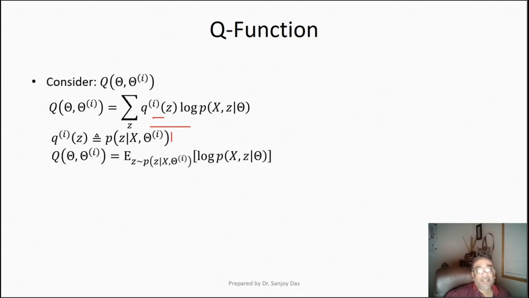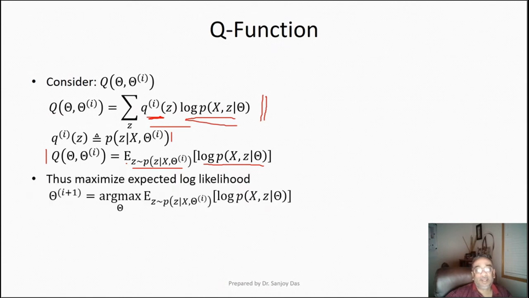Since Qi(z) is a probability distribution and the summation of Qi(z) is equal to 1, as we have already seen, if you take the summation over z of any probability distribution times some function, this is nothing but the expected value of that function under this probability distribution Qi(z). So in other words, we can write Q(theta, theta i) as the expected value of log p(x, z given theta) when the hidden variable follows this distribution p(z given x, theta i).